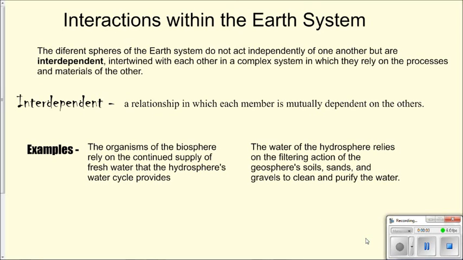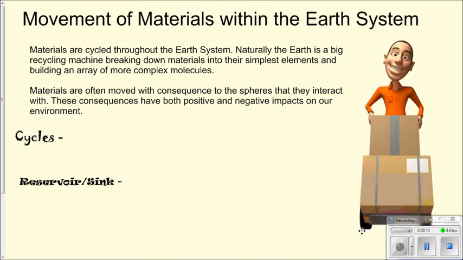Now we want to start looking at how materials found within the Earth system and these different spheres cycle and move throughout the planet. Materials are cycled throughout the Earth system. Naturally, the Earth is a big recycling machine. We can think of it as a place where really no new material comes in for the most part, and no materials really leave our planet. So everything here is recycled. The Earth breaks down materials into their simplest elements and builds an array of more complex molecules.